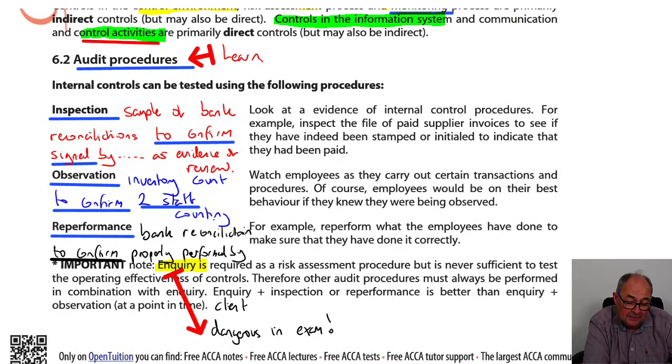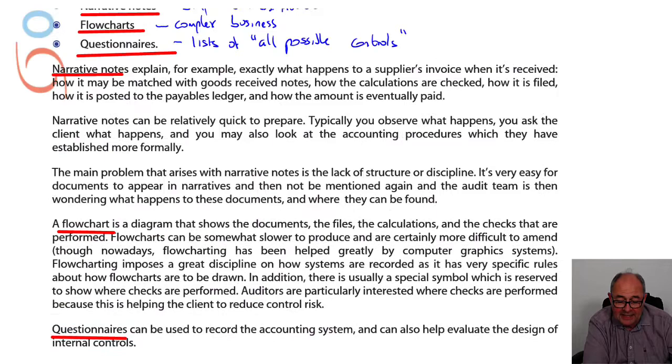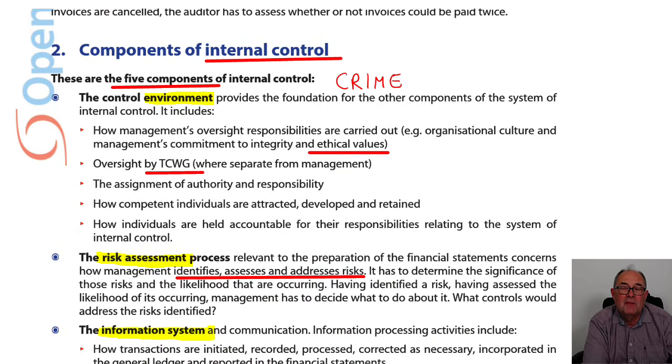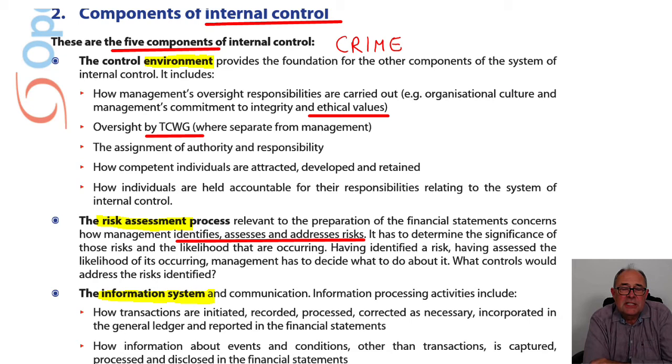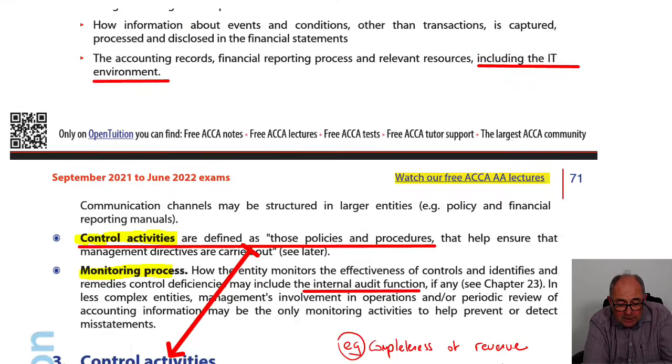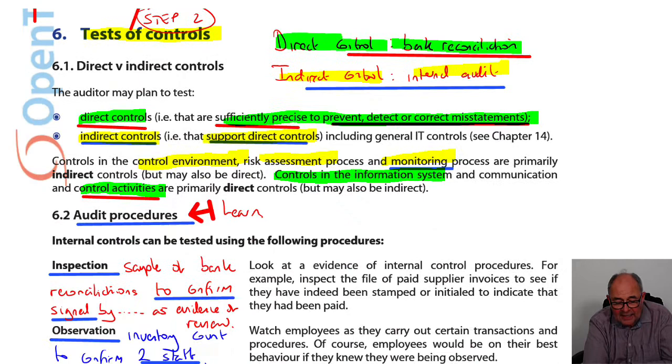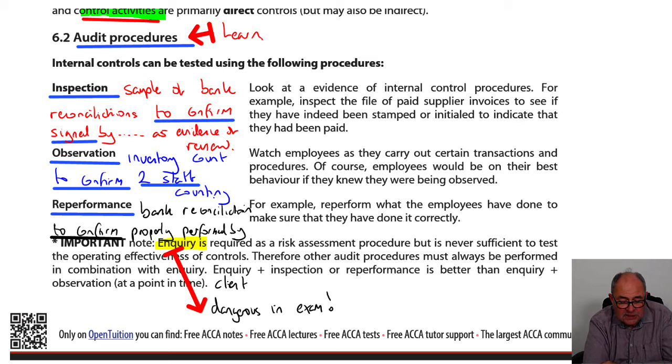Just recapping so far, what are the key things that we've mentioned so far in this lecture? Coming back here, quite a lot of things. We talked about the methods of recording the system, principally flowcharting for many businesses. We talked about the five components of control: control environment, risk assessment, information systems, control activities and monitoring. We talked about some examples of control activities. We said that controls, you cannot rely on 100%. And then finally, we've been talking about some types of test of control, of verbs: inspect, observe, and reperform.